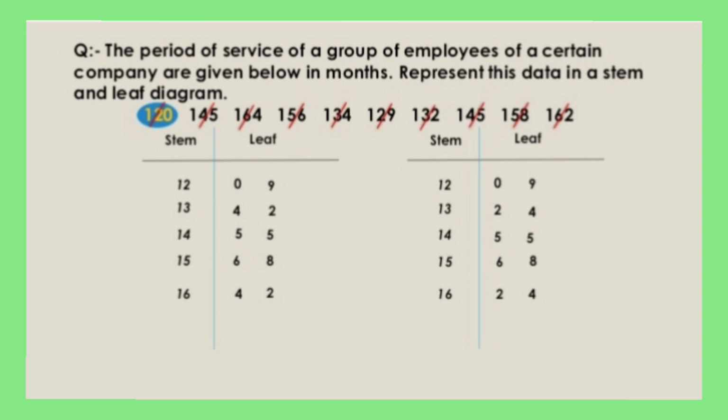Then in the second table, I have arranged them into ascending order. Finally, we have to give the key as 13-2. That means 132. With the key, we can understand every data represented in the stem and leaf diagram. If I ask a question like this, how many employees were used for this survey? For that, we have to count the number of data here. There are 10 values here. So, 10 employees are used.